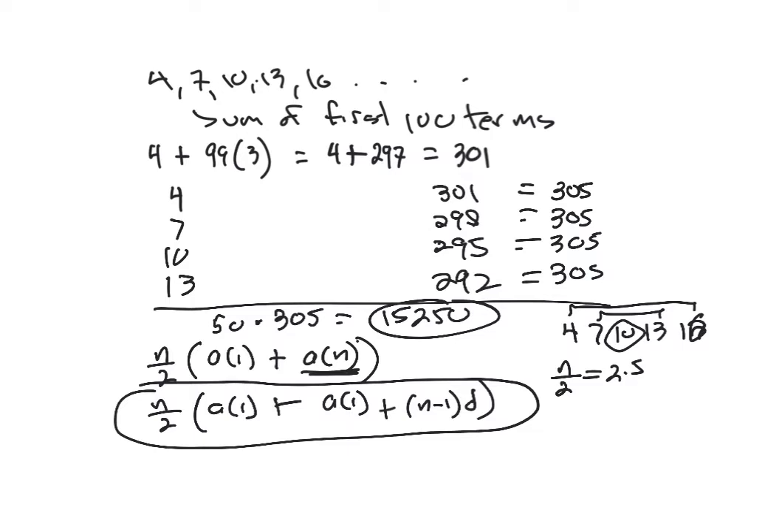So we would have 2.5 times the sum of our first and last terms. 4 plus 16 is going to give us 2.5 times 20, or 50. And if we add these together, we get 20, 40, 50. So that works. Okay, so that's how we do it for an arithmetic sequence.